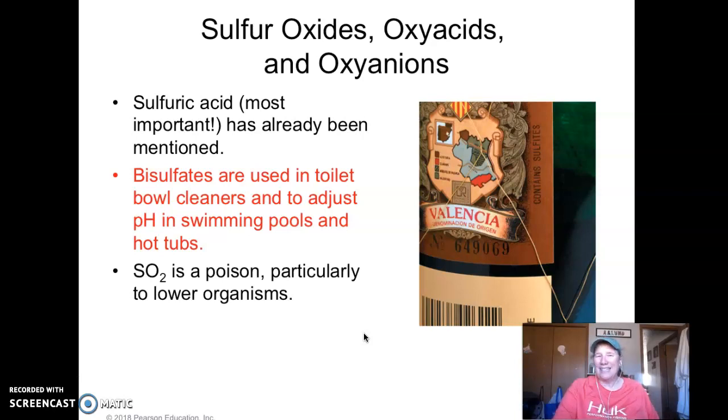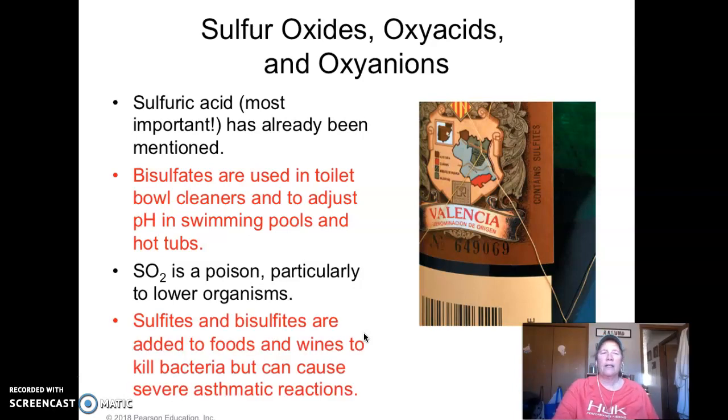SO2, sulfur dioxide, is poisonous, especially to lower organisms. So like in Yellowstone, where they have the hot springs, there's only certain things that can grow in there because of that SO2. Sulfites and bisulfites can be used in foods and wines to kill bacteria, but people can be allergic to it too, especially people that have asthma. So they have to be careful, read the labels. If you don't have asthma, it probably won't bother you.